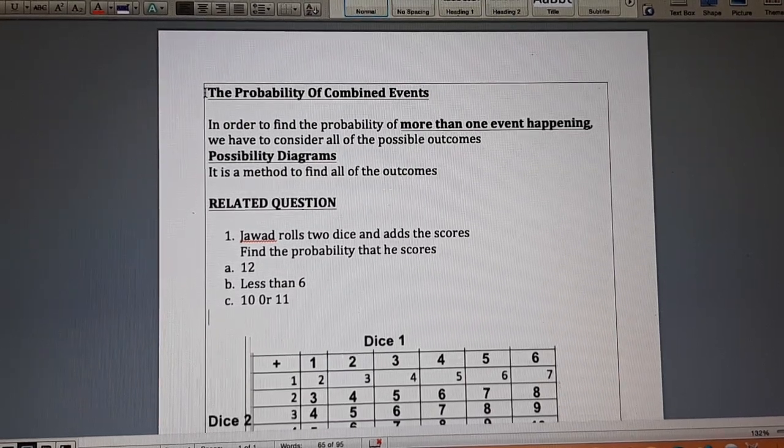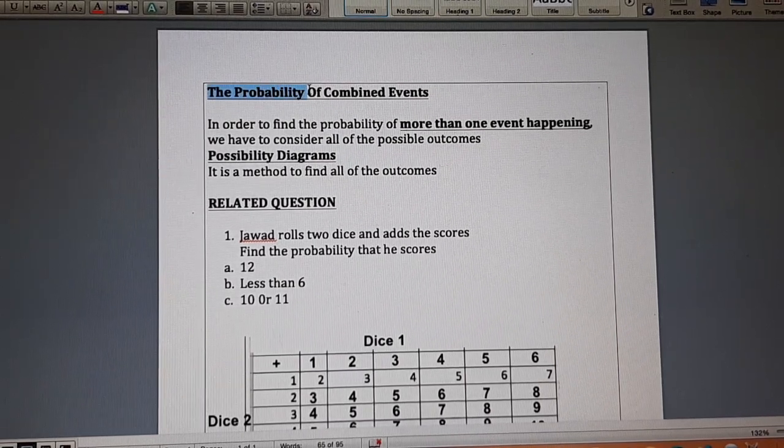In this video, we are going to discuss the probability of combined events. Combined events mean more than one event happening at the same time. For example, if Jawad rolls 2 dice at the same time and adds the scores, that is basically a combined event.